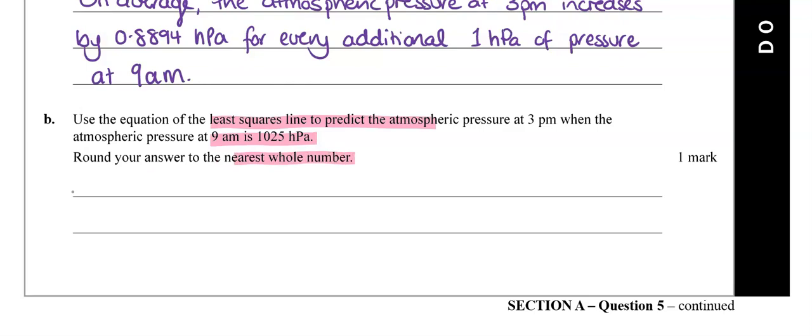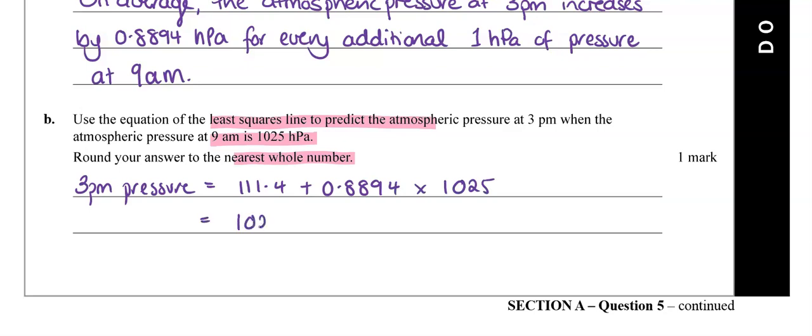So firstly, making our prediction, our 3 p.m. pressure, just using the equation that we've been given: 111.4 plus 0.8894 times 1025 gives us 1023.035, and therefore rounding our answer to the nearest whole number, 1023 hectopascals.